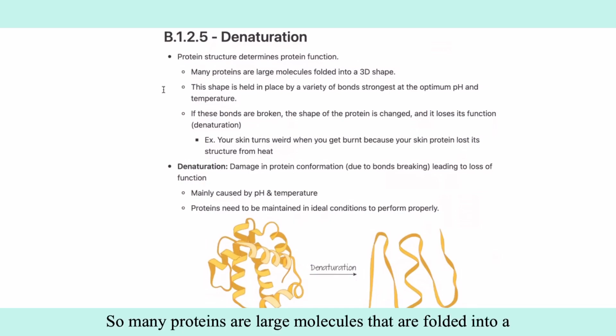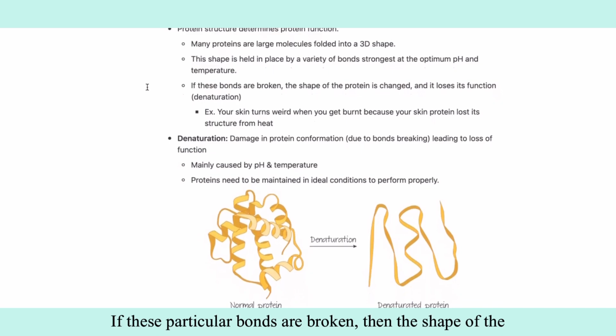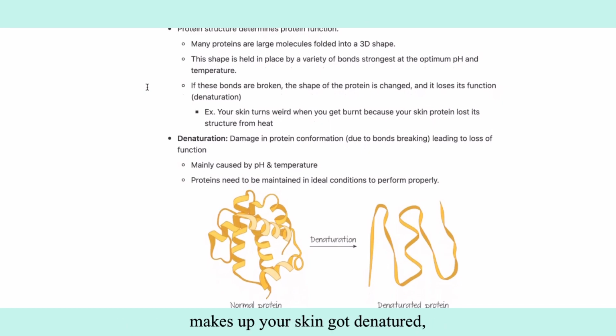Many proteins are large molecules that are folded into a three-dimensional shape, and the shape is held in place by lots of bonds at the optimum pH and temperature. If these bonds are broken, then the shape of the protein is changed and it loses its function, meaning that the protein got denatured. For instance, if you get burned, your skin turns a weird color because the protein that makes up your skin got denatured, its structure all broken down, and it's usually not possible to regenerate them.